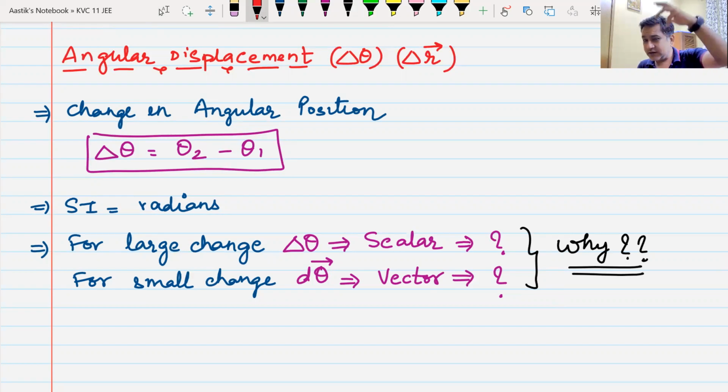So whatever we had done in the previous chapter, same things are going to come here. The only difference between them is whether they are scalars or vectors. The other difference is they are in terms of angle now. So everything will have angular added to it. Angular displacement, delta R vector becomes angular displacement.